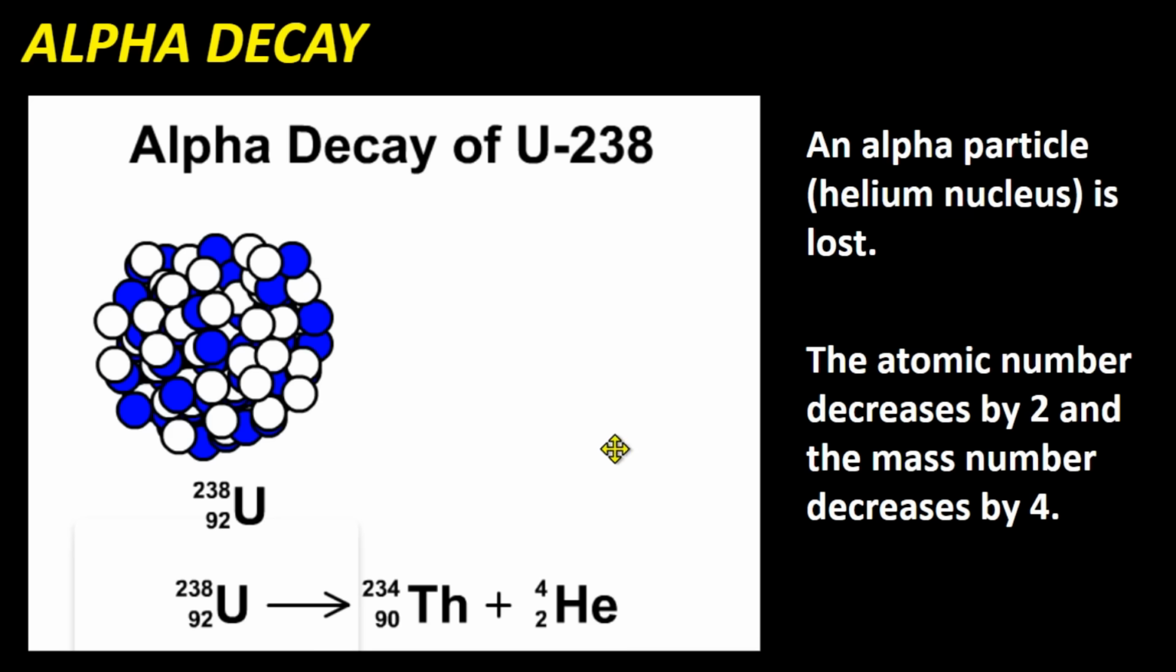So the atomic number decreases by 2, and the mass number decreases by 4. You can see this here. 238 minus 4 is 234. 92 minus 2 is 90.